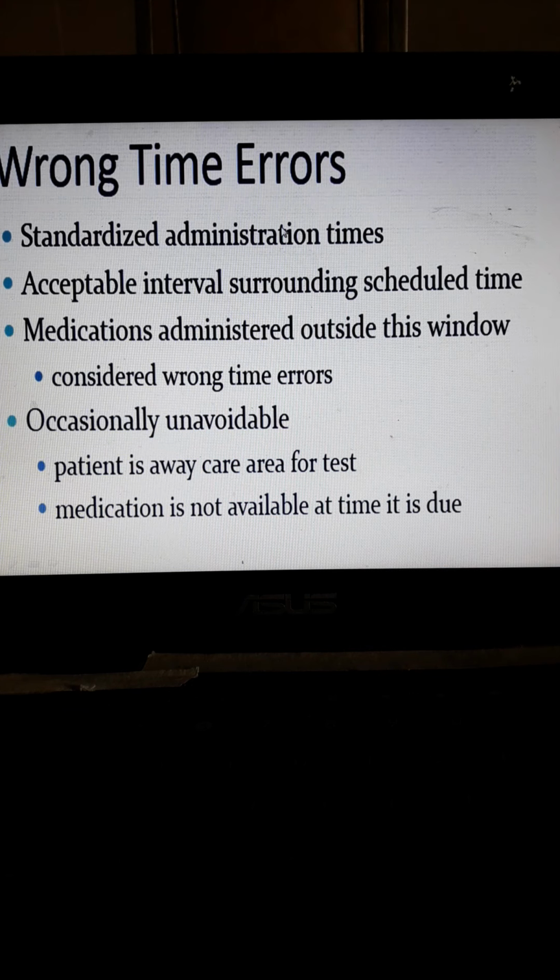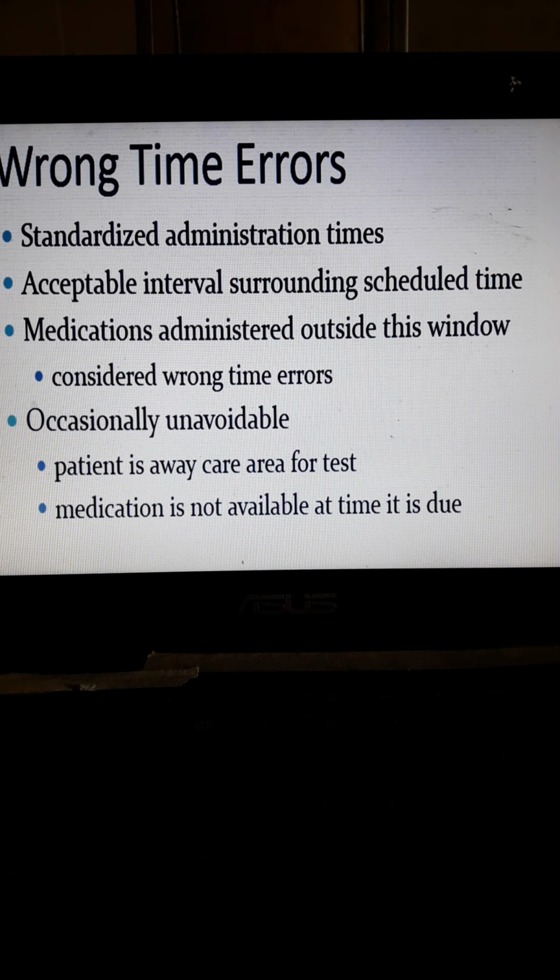Next, wrong time error: standardized administration time. If the administration is 1 gram IV every 8 hours, you have to follow that standardized administration time, because that is the standard time to administer a drug. So every 8 hours. Otherwise, that is a wrong time error.